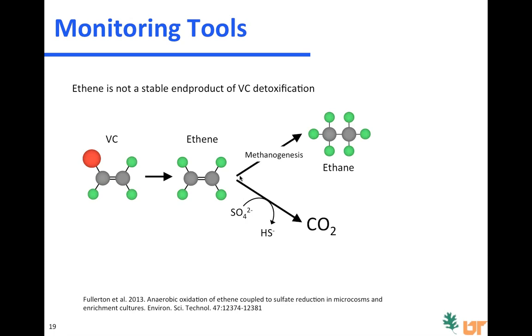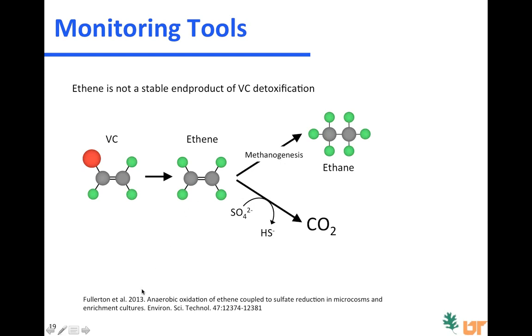So the point here is that ethene is not a stable end product of VC detoxification. So if you have this process, reductive dechlorination of vinyl chloride to ethene, ethene may undergo transformation to ethane. This process is typically linked to methanogenic environments, so possibly involvement of methanogens that reduce ethene to ethane. So ethene can go away and ethane is formed. Now the fate of ethane is not really clear, but this can also be degraded, most likely.